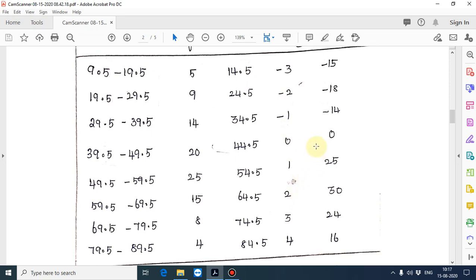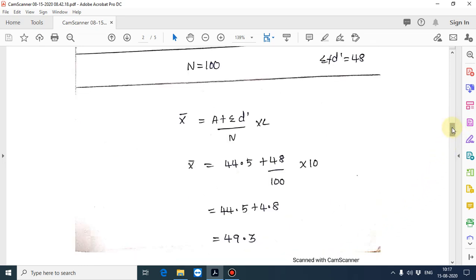Okay girls, again what you have to do is find fd dash. Fd dash means f into d dash. You multiply f and d dash and you will get these values. Sum this, you will get summation fd dash. Next, what is the formula? X bar equal to a plus summation fd dash, it's not d dash, summation fd dash divided by n into c. You substitute these values and you will get this answer. Hope you have understood, girls.